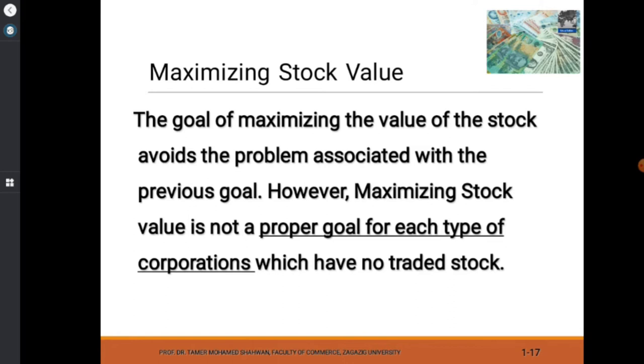However, one disadvantage related to maximizing stock value is that it is not a proper goal for each type of corporation, particularly a type of corporation that has no traded stock. I could say maximizing stock value could be a very nice goal or objective for what we call a corporation. But imagine that your firm is not in the shape of a corporation. It is in the shape of a partnership, or a sole proprietorship. Such firms have no traded stocks. So how could you say that your goal is to maximize stock value? Actually, you don't have traded stocks. This is one of the disadvantages related to the goal of maximizing stock value.